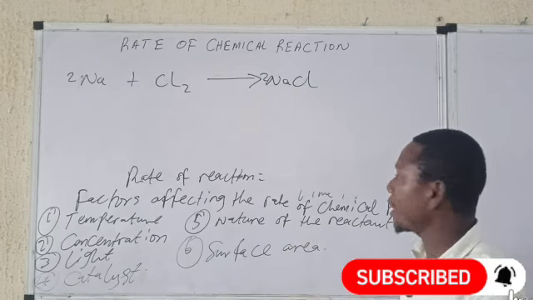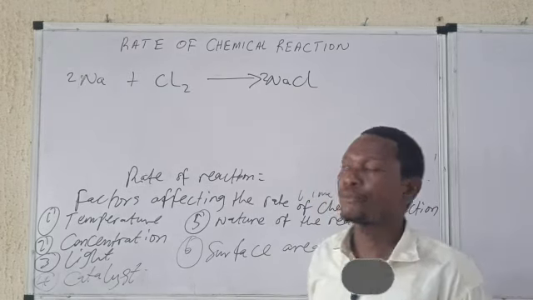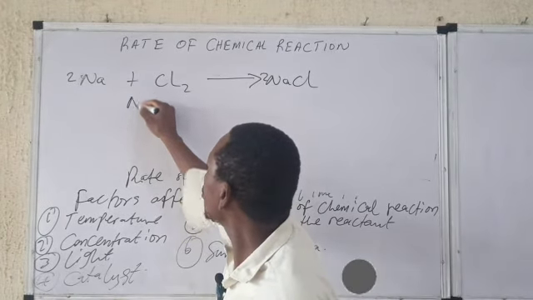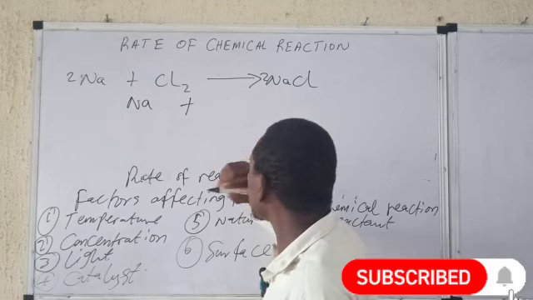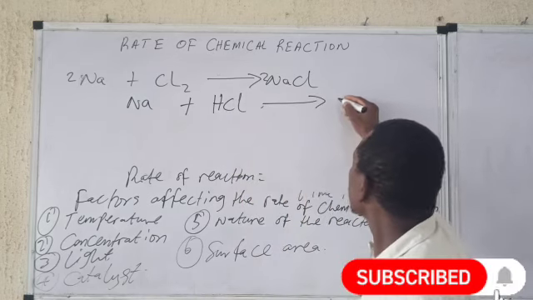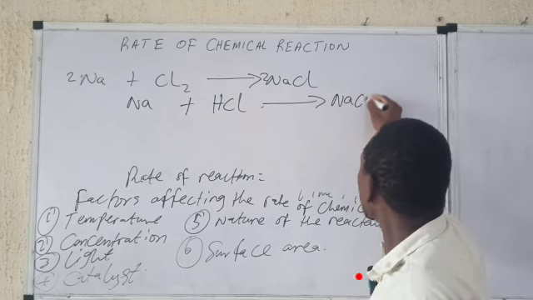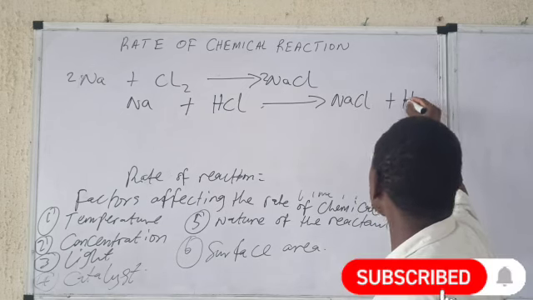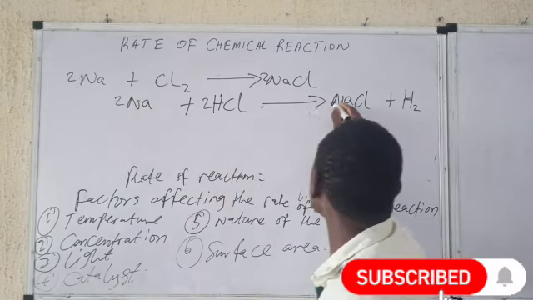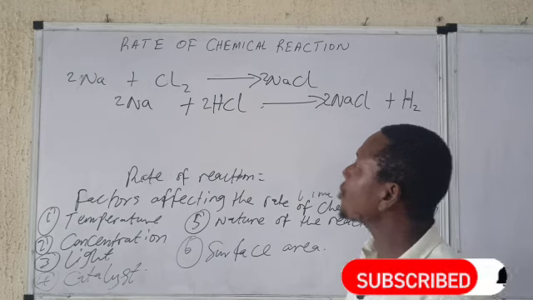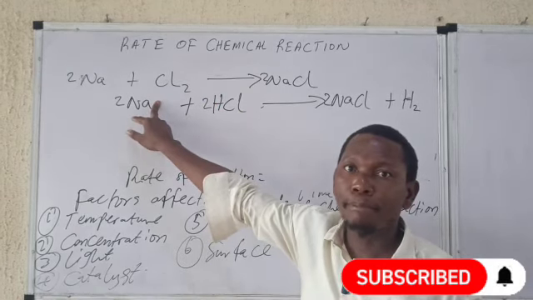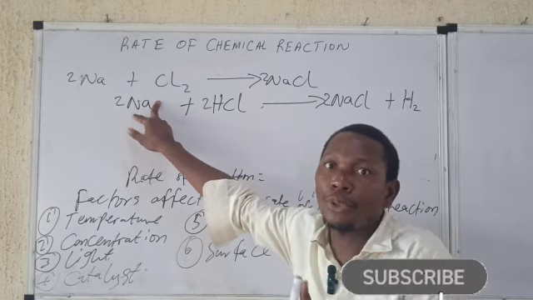Nature of the reactant. Now let me use this simple reaction. We have sodium reacting with HCl to give sodium chloride plus H2. All right, so we can eventually balance the chemical reaction. Now, do you know why this reaction is so fast? The reason is simple. Sodium is a very reactive metal. It's the nature of the reactant.